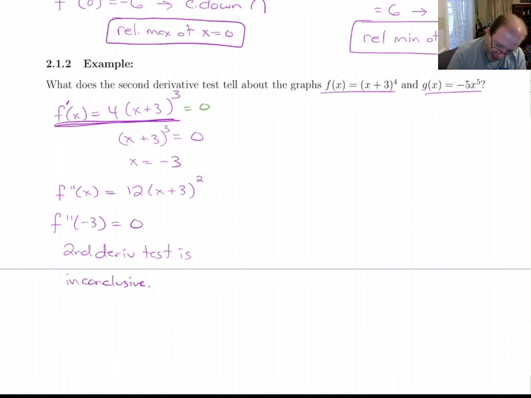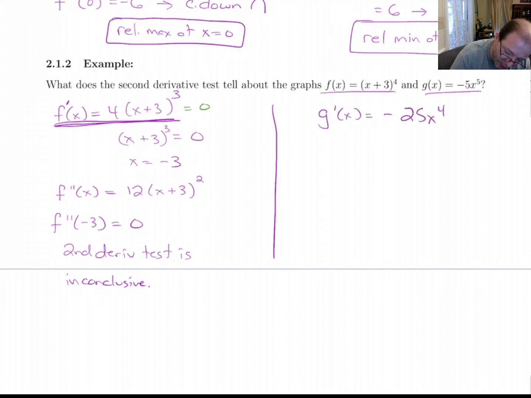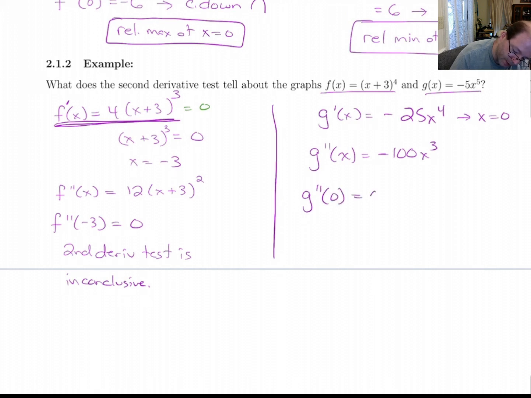For this other graph, for g, g prime of x is going to be minus 25x to the fourth. That gives me a critical number of x equals 0. If I do the second derivative of this, that gives me negative 100x cubed. And so the second derivative evaluated at 0 is 0. So the second derivative test is inconclusive here as well.